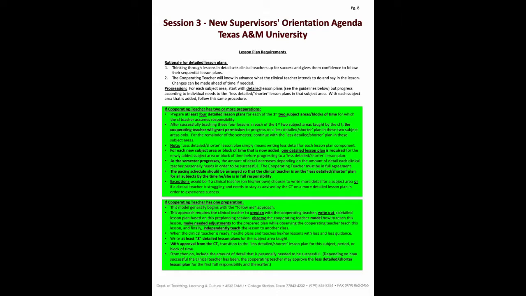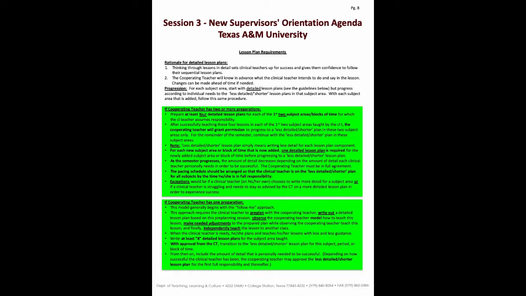The pacing schedule should be arranged so that the clinical teacher is on the less detailed, shorter plan for all subjects by the time he or she is in full responsibility. Exceptions would be if a clinical teacher on his or her own chooses to write more detail for a subject area, or if a clinical teacher is struggling and needs to stay, as advised by the clinical teacher or by you, the university supervisor, on a more detailed lesson plan in order to experience success.